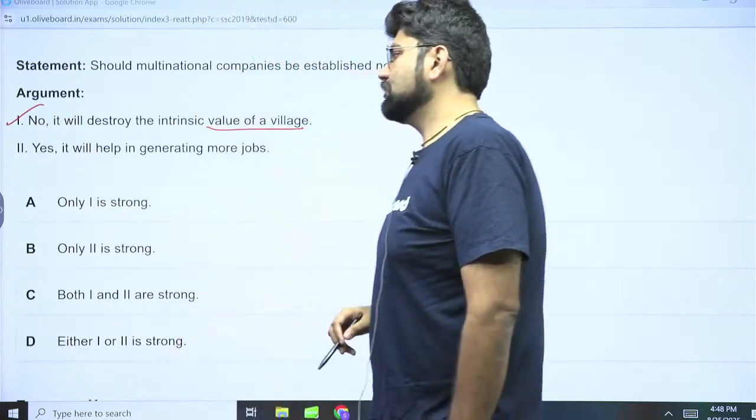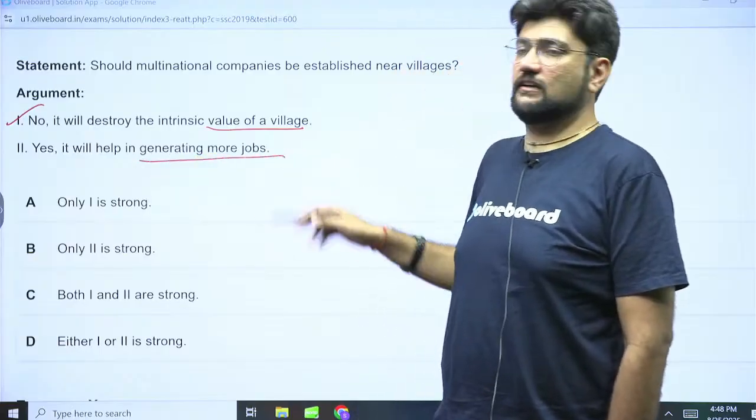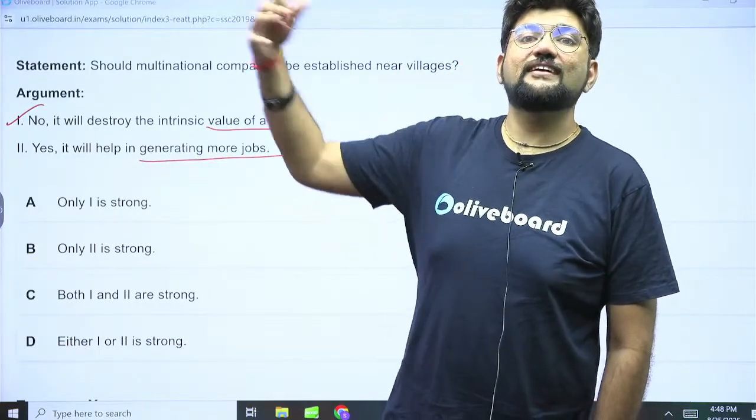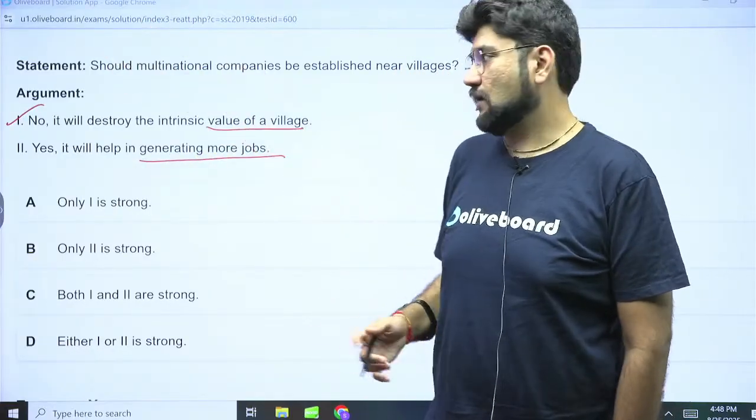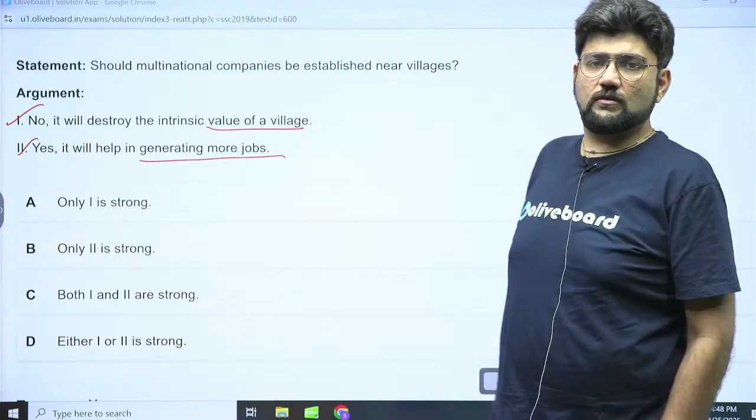On the other hand, the person is saying that yes, if my company opens up, there will be more jobs generated in the area, and you will have to travel less to the city. There will be more development which will come in. It's also a valid argument, a strong argument. So both the arguments are strong.